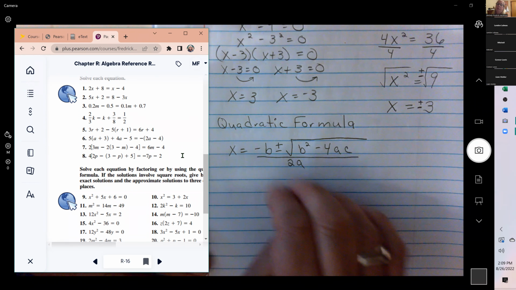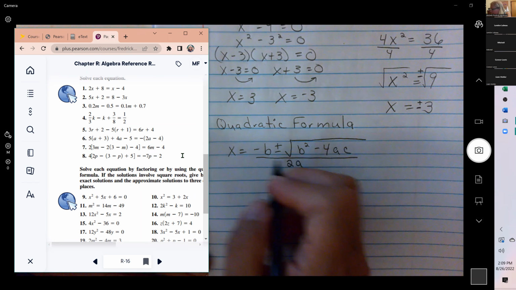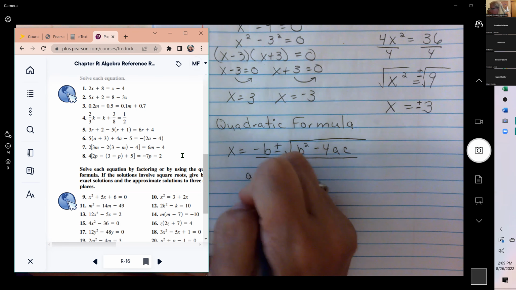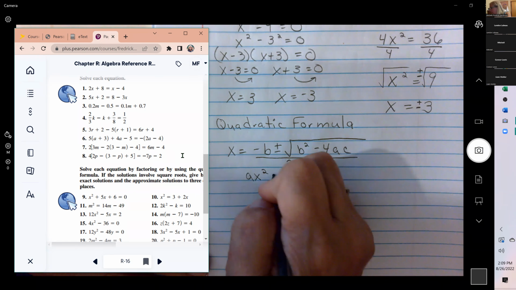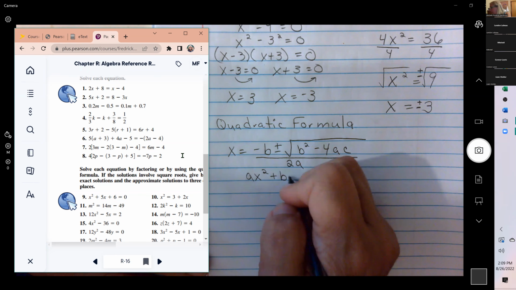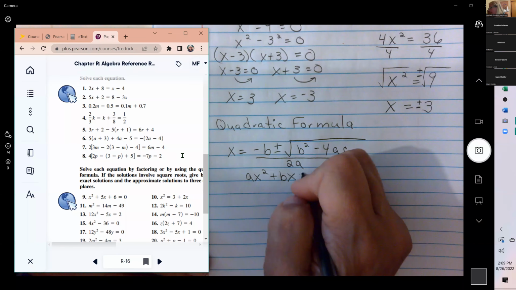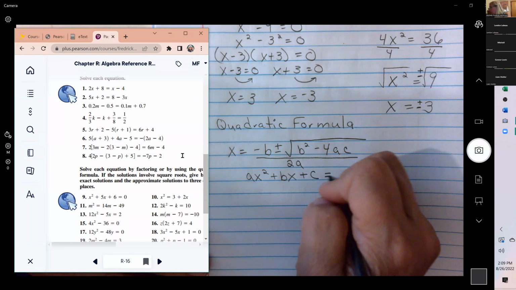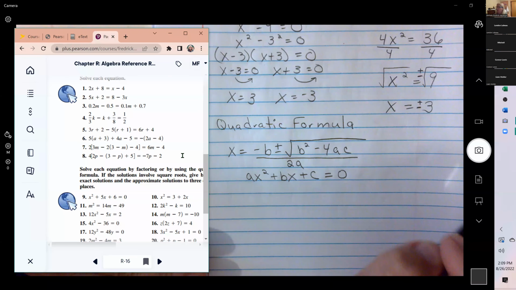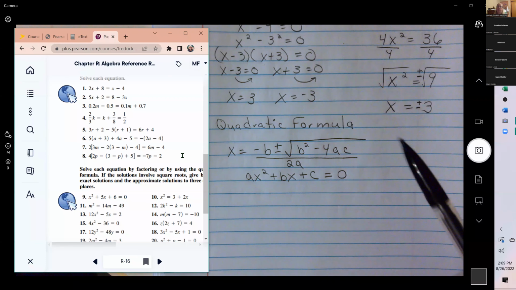Now a, b, and c, well, what are they? A is in front of your squared term. B is the value in front of the x term, and c is the constant once it's set equal to 0. So your equation would have to be set equal to 0 already. If it's not, you'd have to get it set equal to 0. Just like we did last class when we factored, we got it set equal to 0 first.